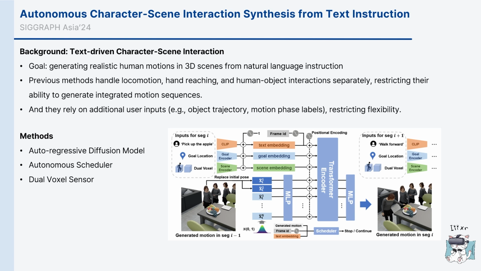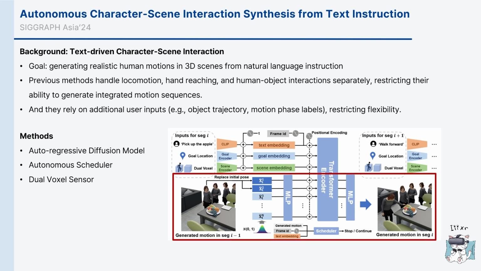Traditional approaches either require separate models for different interaction types, like walking, hand reaching, or full human object interaction, or rely on additional user inputs such as object trajectories. These constraints reduce flexibility and make long integrated motion sequences difficult to achieve. This paper proposes 3 core contributions to address these limitations.